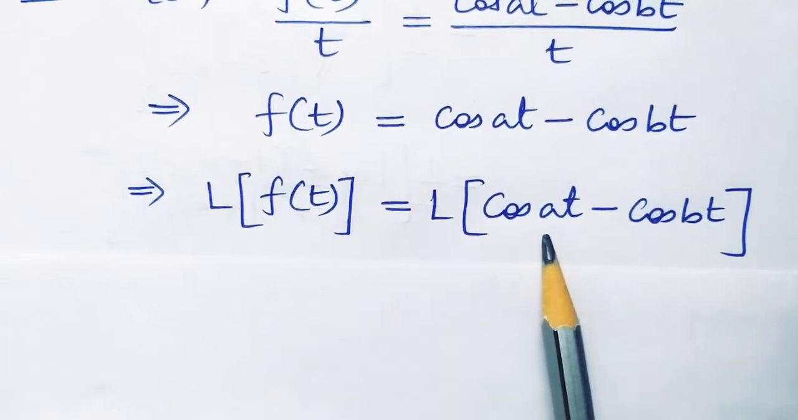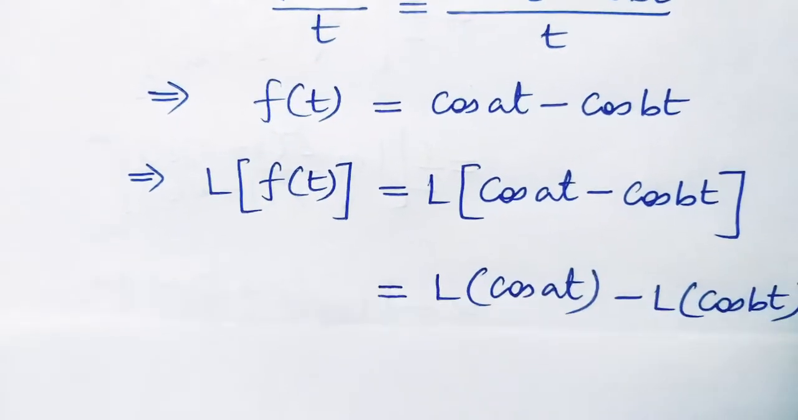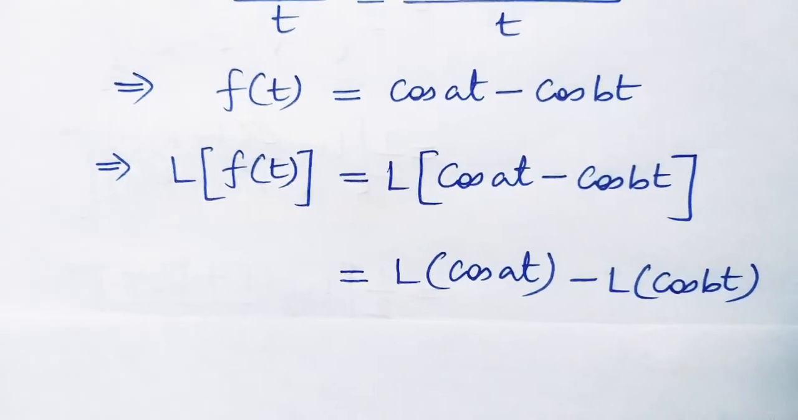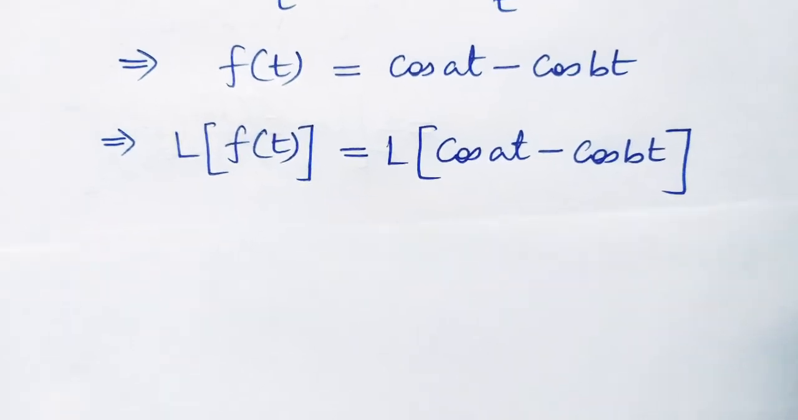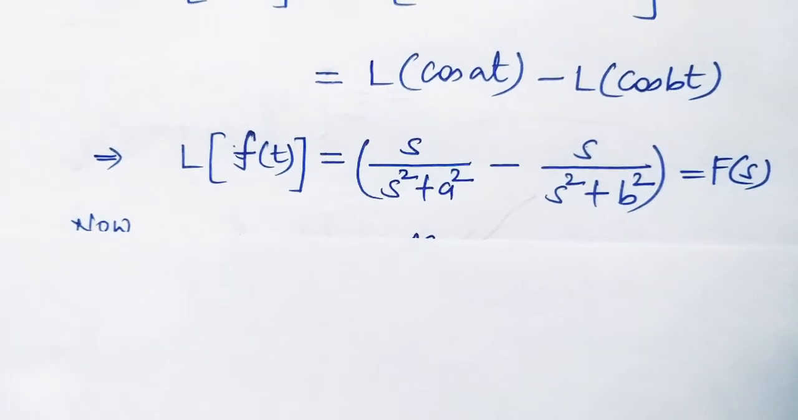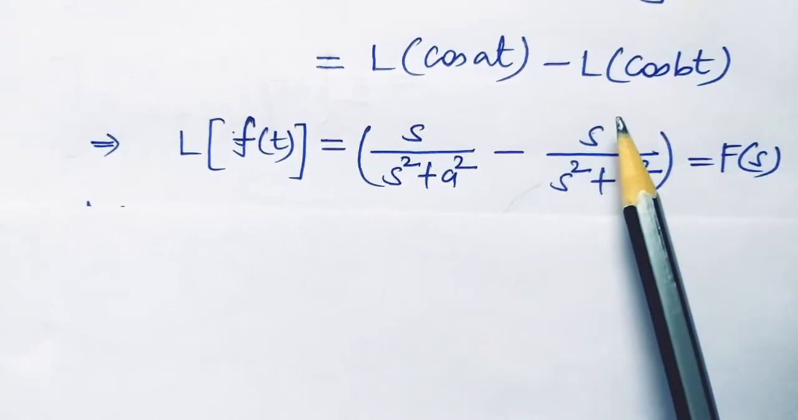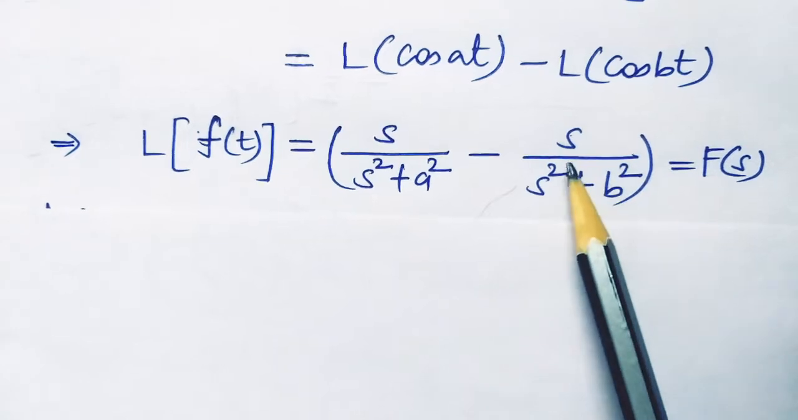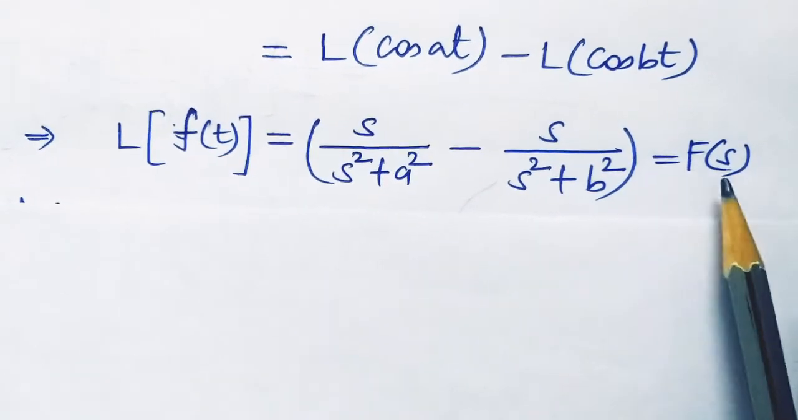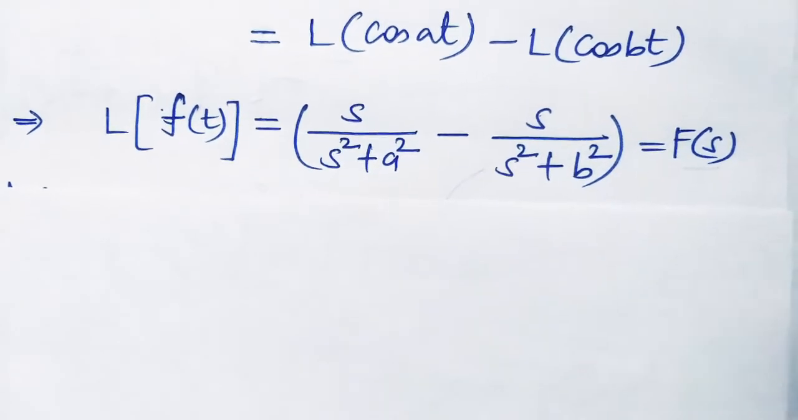Laplace of cos at minus cos bt. So we can apply the linearity property, that is Laplace of cos at minus Laplace of cos bt. And we can find its Laplace transform: Laplace of cos at gives s divided by s square plus a square, minus, again cos bt is s divided by s square plus b square. Okay. Now here, Laplace transform of f of t is equal to F of s.